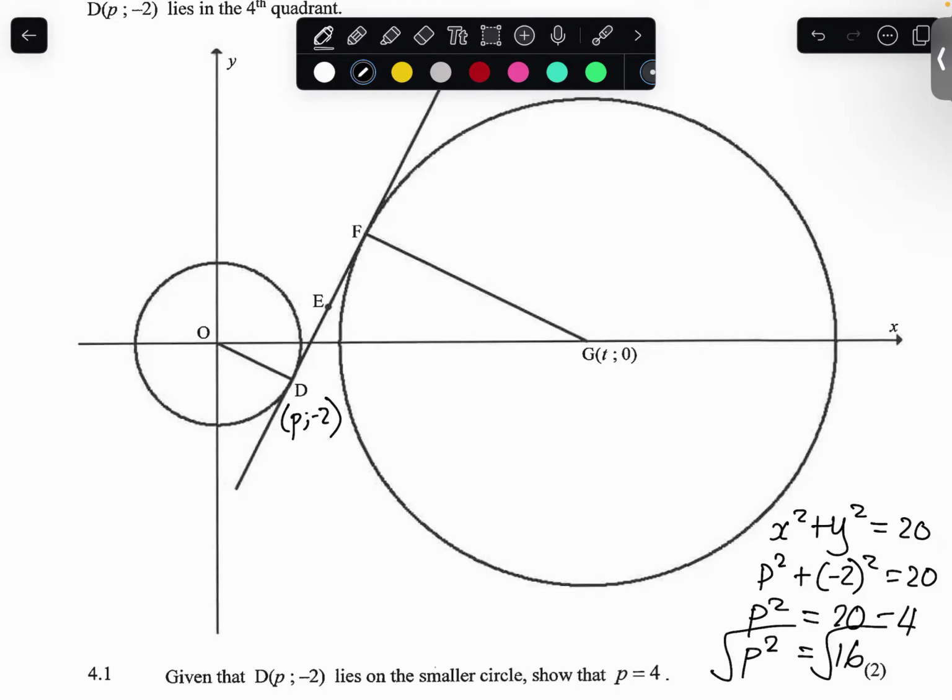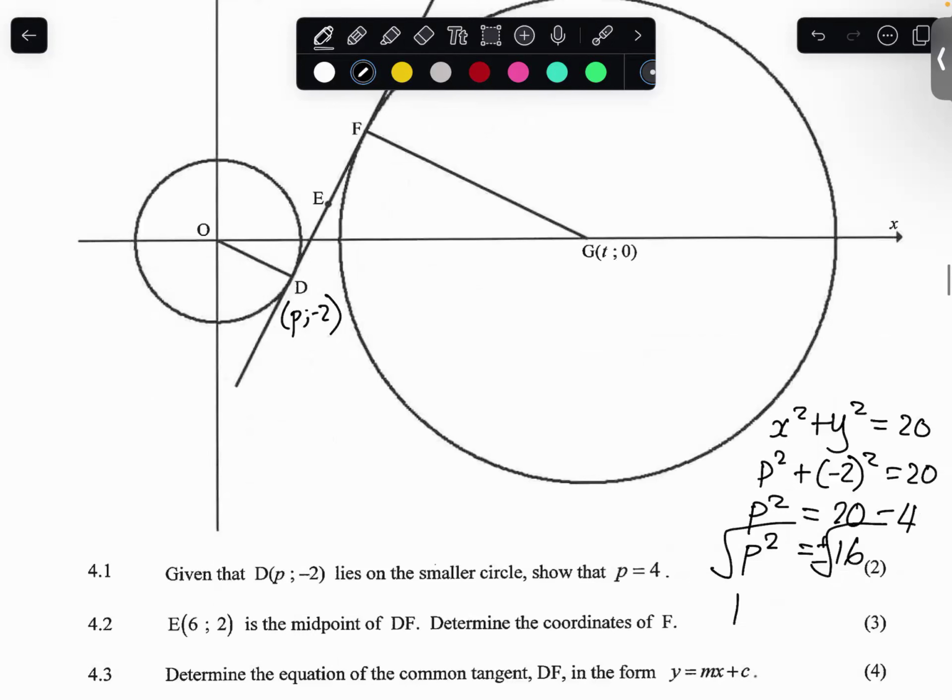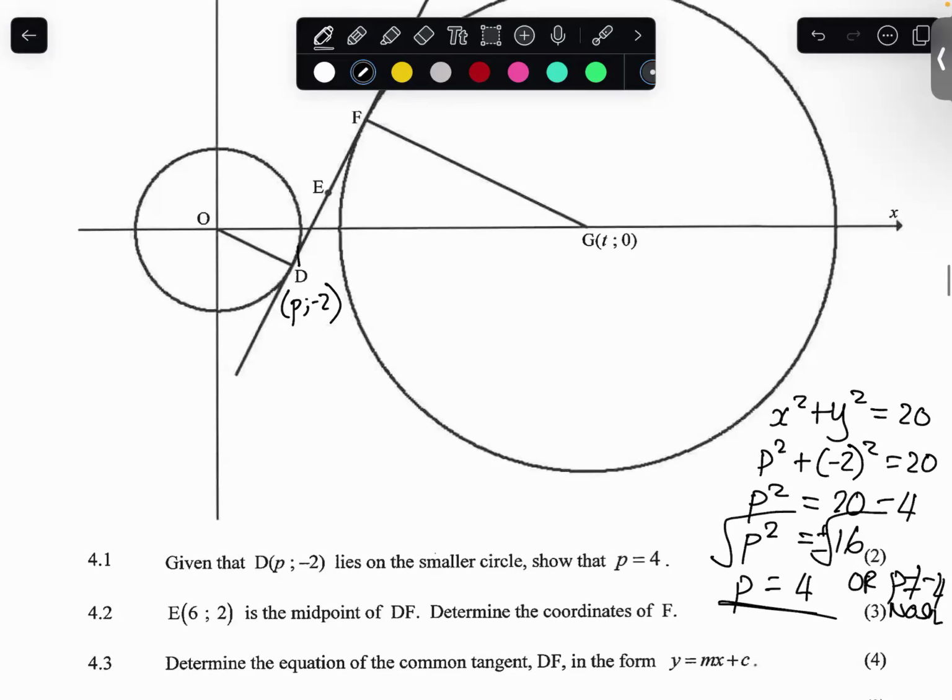Square root, don't forget your plus minus. Your answer is P is equal to 4, or P is equal to negative 4, but P is not negative 4 because D's x value is on the positive side of the x-axis. So it's got to be that positive value, right? So cancel out the solution. And so you showed that P is equal to 4. Okay, so the set of coordinates here is 4 and minus 2.